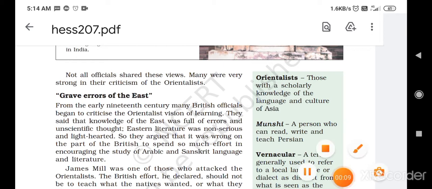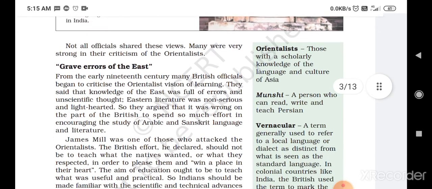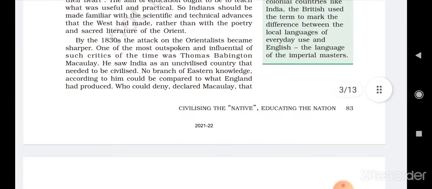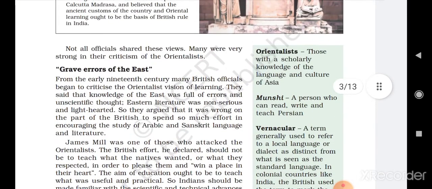Okay, so today we are going to begin our next topic, that is Grave Errors of the East. We are going to cover this topic from your class 8 chapter number 7, which is Civilizing the Native, Educating the Nation. Okay, so let's begin. Grave Errors of the East.